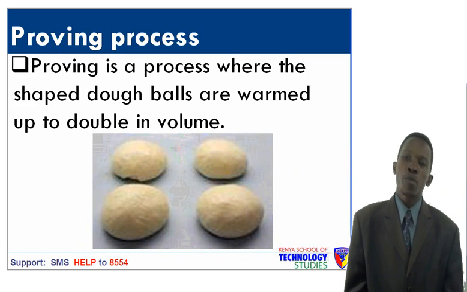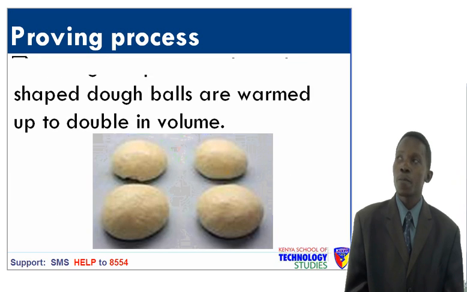We now look at the proving process. Proving is a process where shaped dough balls are warmed up to double in volume. So those balls that you have already formed, you leave them for a while in a warm room temperature, and then you find that with time they double in size. This must be done before the balls are put into the oven for baking, and that is what we mean by proving.